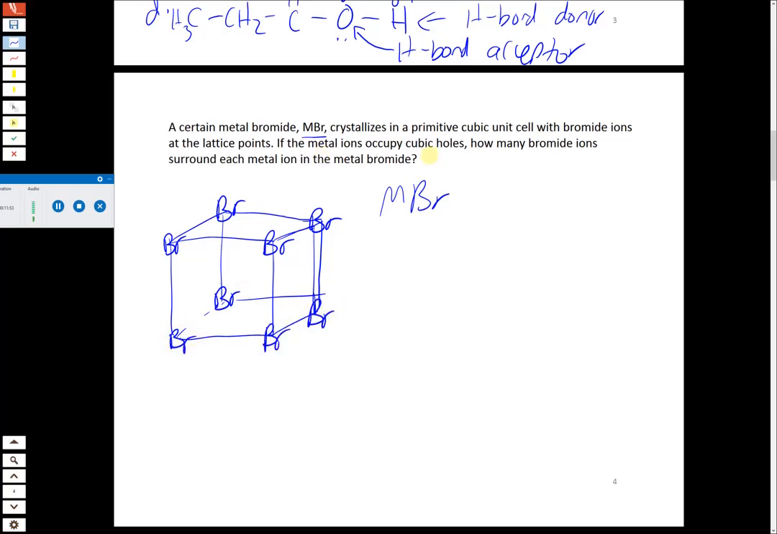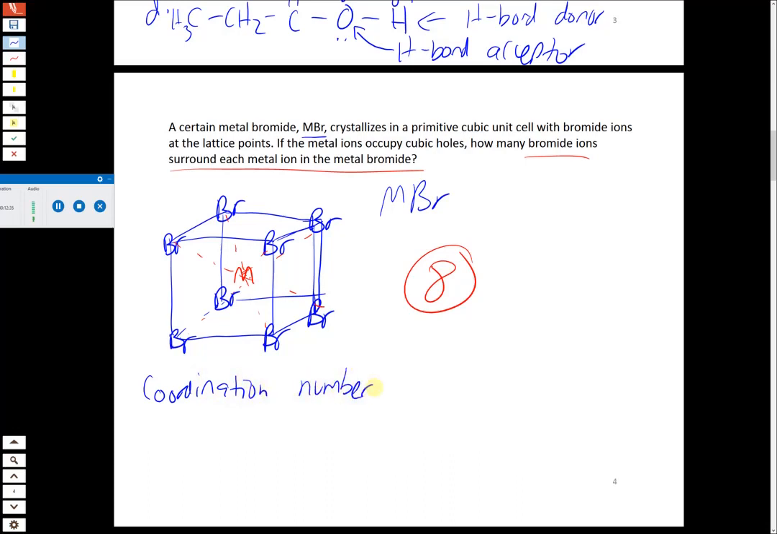And then it says the metal ion occupies cubic holes. So remember that the cubic hole is right at the center of the primitive cubic lattice. So it's right in the middle here. That's where our metal is going to be. I'll draw it as M to identify it as metal. Alright, so there's our metal. And we want to know how many bromide ions surround each metal ion. So if we look, this one's going to be equally surrounded by all 8 corners. So the answer here would be 8. Each metal is surrounded by 8 bromide ions. What this question was really asking for was the coordination number. It's another way of saying coordination number when you ask how many nearest neighbors it has.